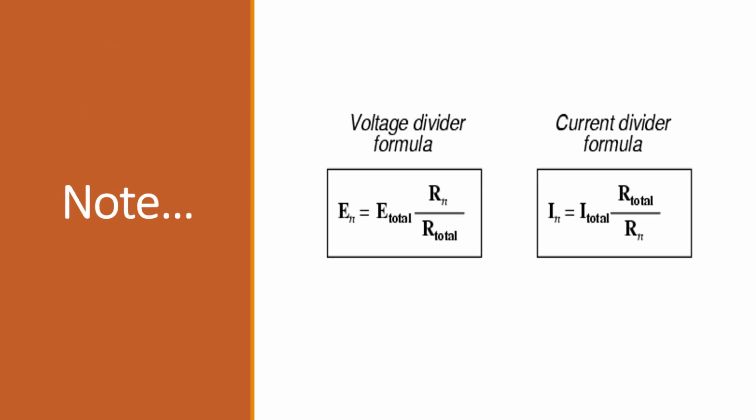Now, if you take the time to compare these two divider formulas, you will see that they are remarkably similar. Note that the ratio in the voltage divider formula is individual resistance, that is Rn, divided by total resistance, whereas the ratio in the current divider formula is total resistance divided by individual resistance.